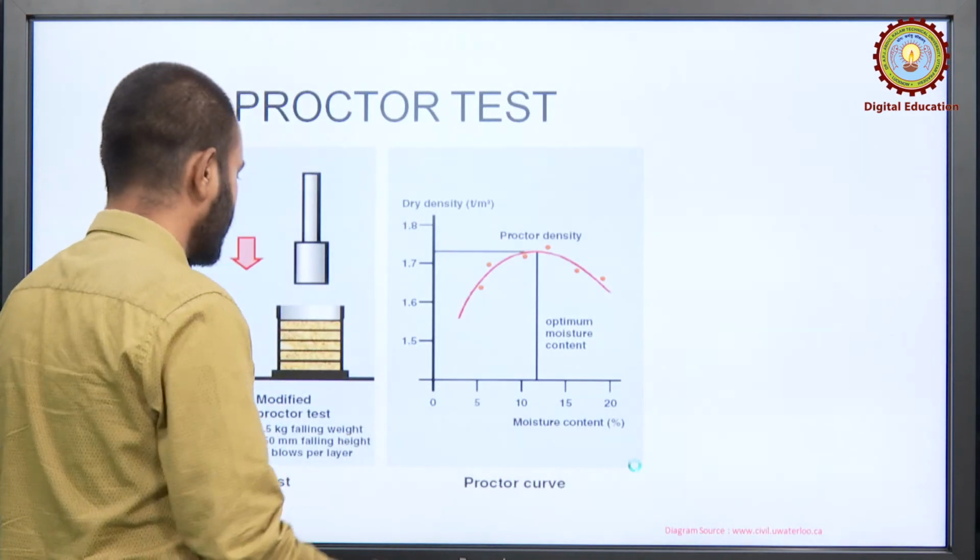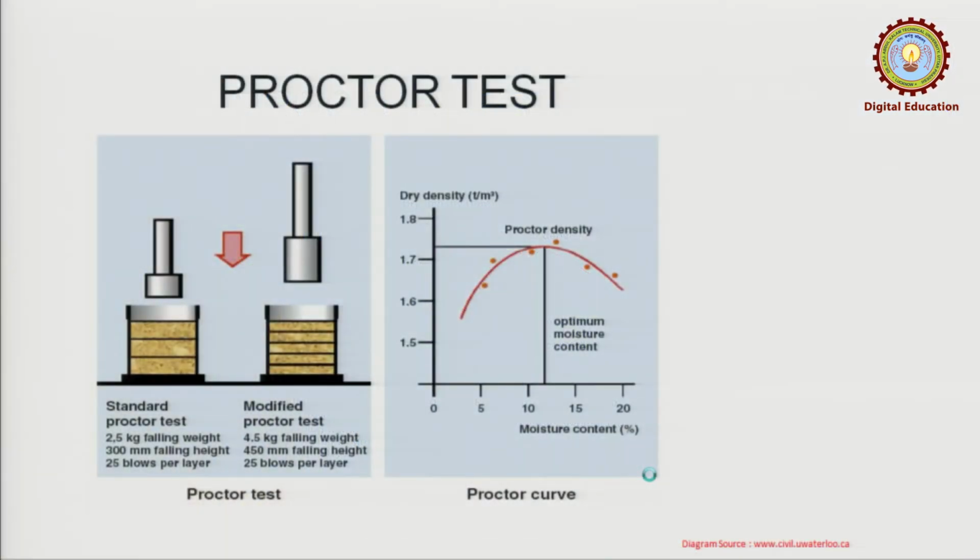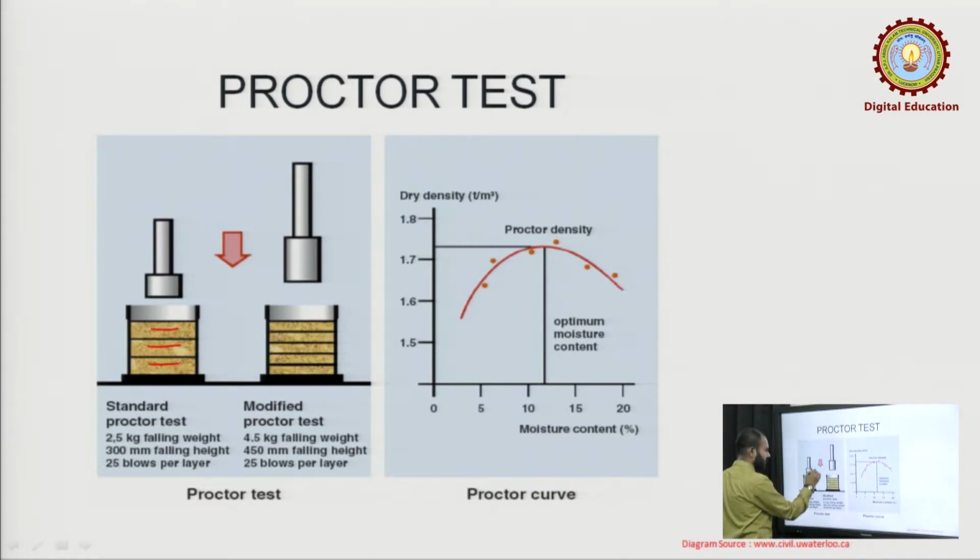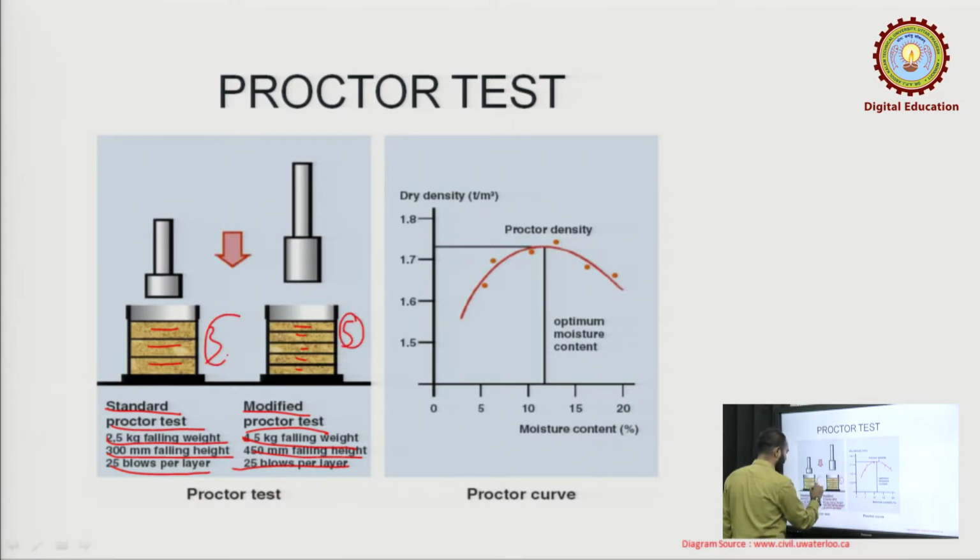Now you can see here, this is the standard. This is 3 layers and this is the compaction, and here 5 layers. This is a modified Proctor test and this is the standard Proctor. This is just an overview. You can see 4.5, 2.5, 300 mm, 450 mm, 25 blows, number of layers 3, number of layers 5. This is just rounded off to give you an overview of it.